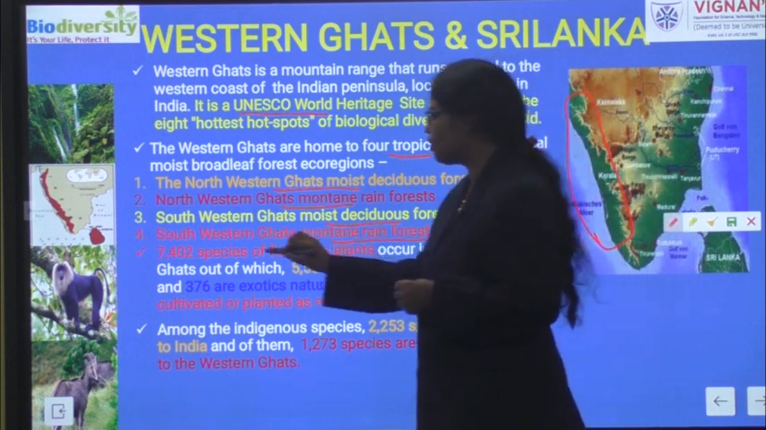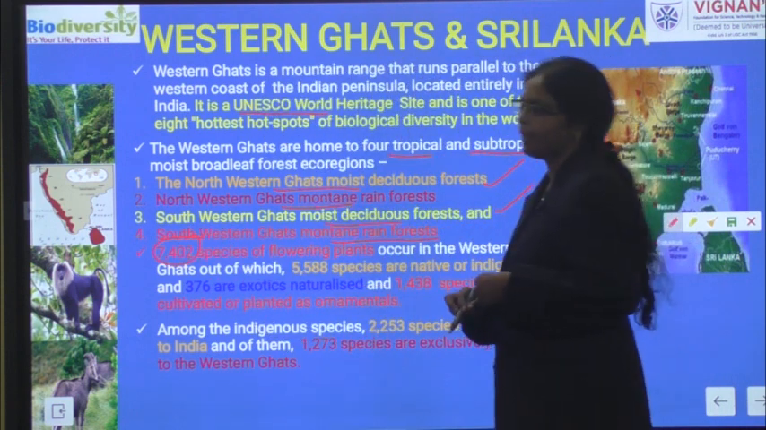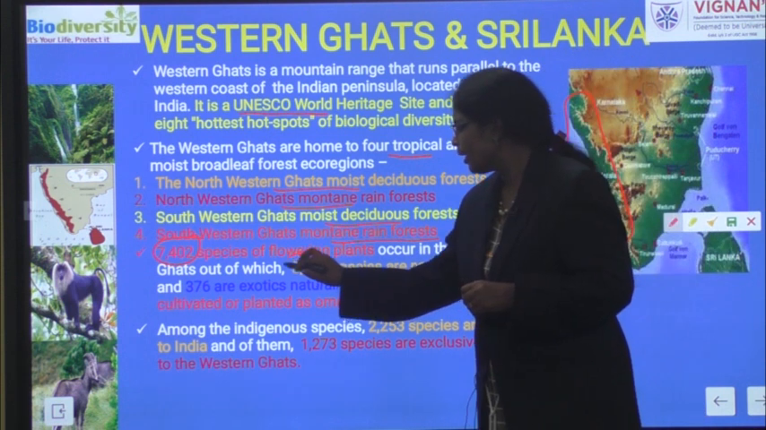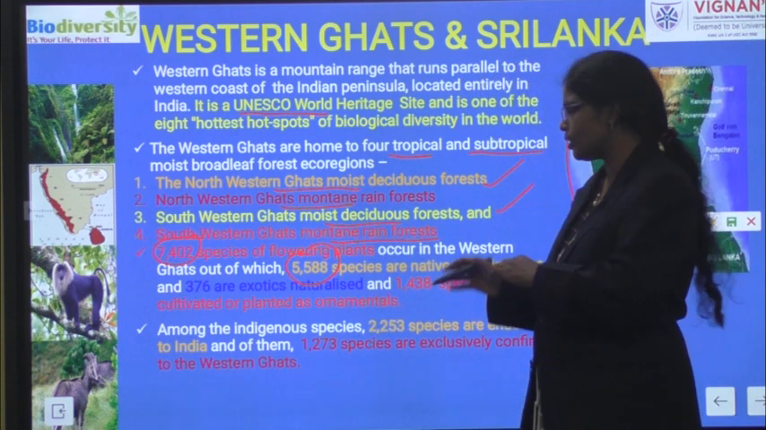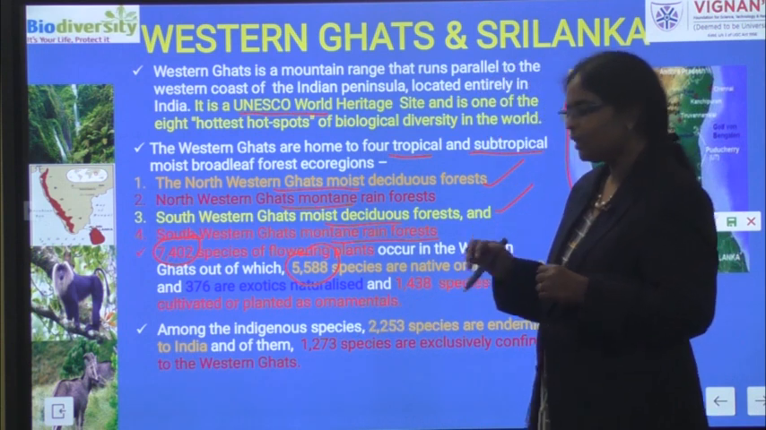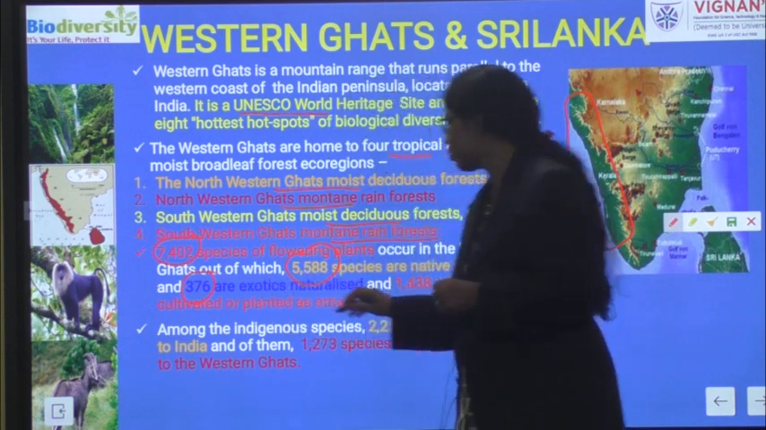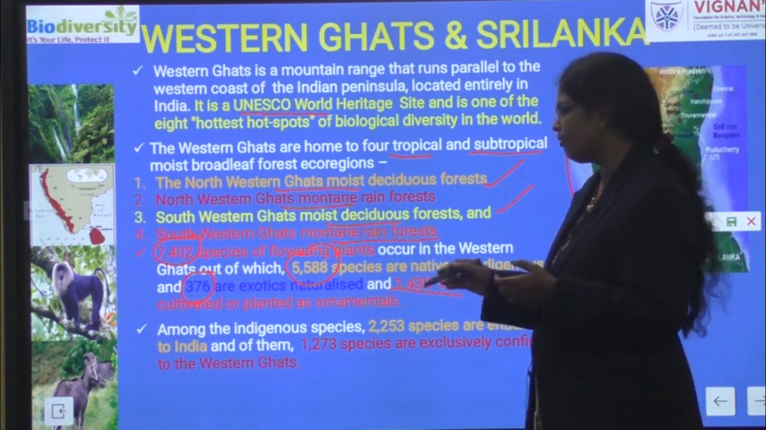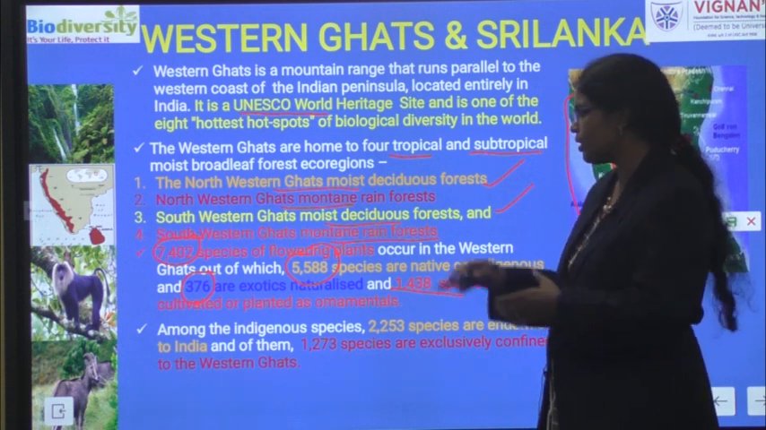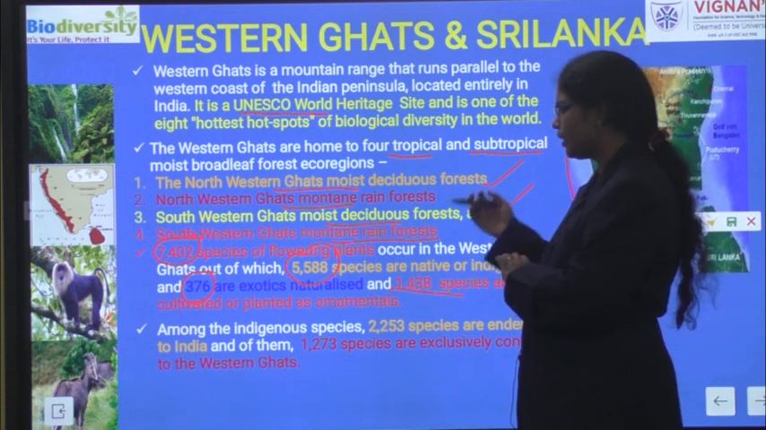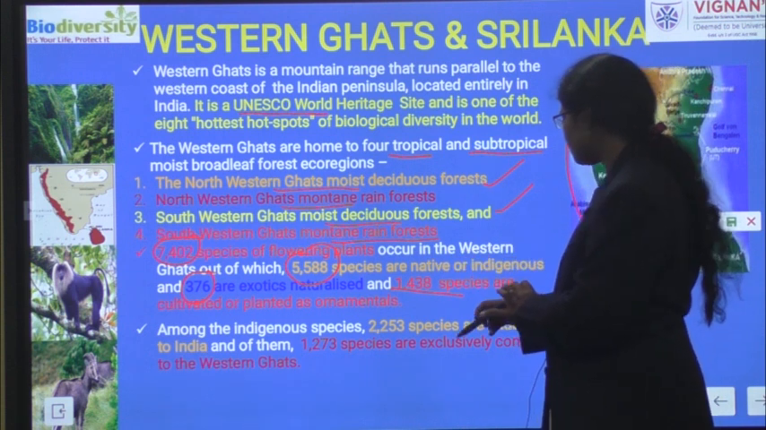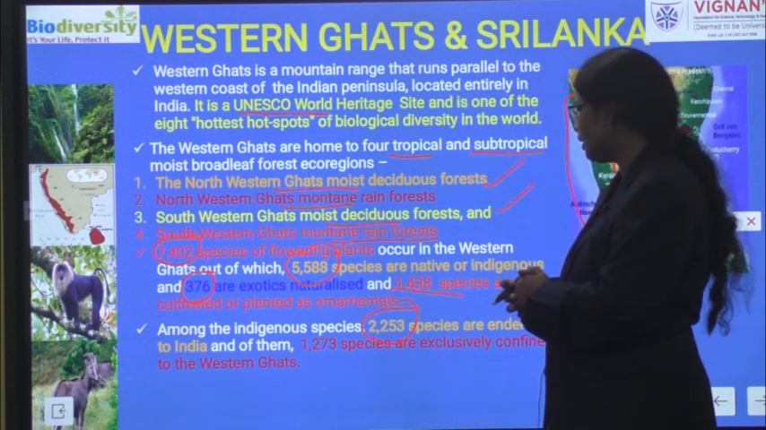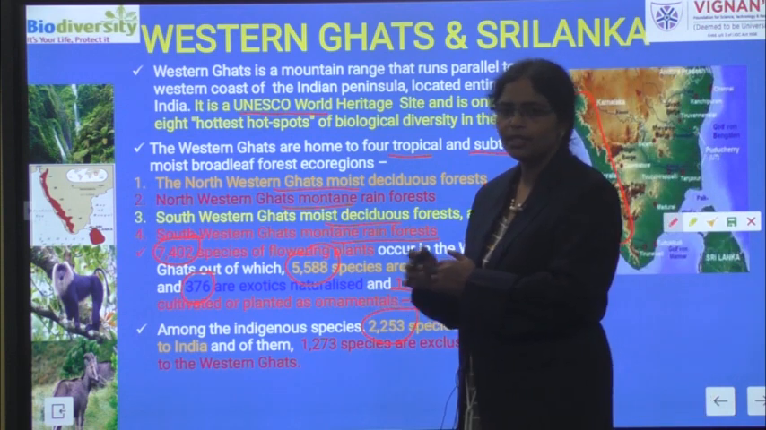Here you can observe a variety of flowering plants, 7,400 species. Of these, nearly 6,000 species are native to this particular region. Out of this, nearly 376 are exotics naturalized, and 1438 species are cultivated or developed as ornamental plants. So these are the variety of plant species present in this biodiversity region. And nearly 2,253 species are endemic to this particular region, endemic to the Indian region.